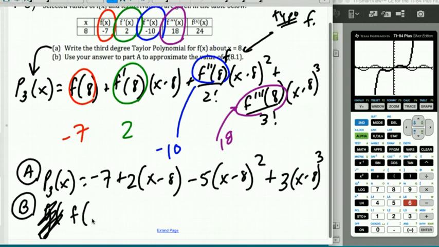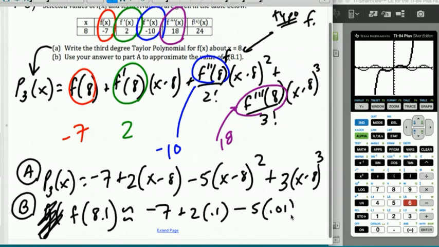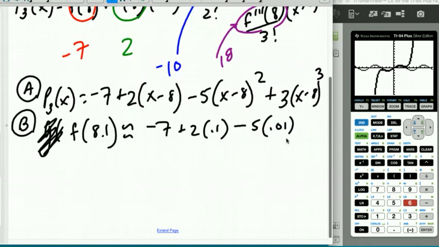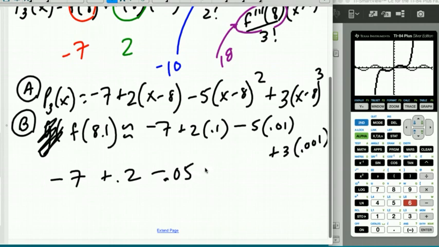So f of 8.1 is approximately negative 7 plus a 2 times a 0.1 minus a 5 times a 0.01, because when you square the 0.1, that's what's going to happen, right? Plus a 3 times the 0.001, because when you cube a 0.1, that's what's going to happen. So I end up getting that this is a negative 7 plus a 0.2 minus a 0.05 plus a 0.003.